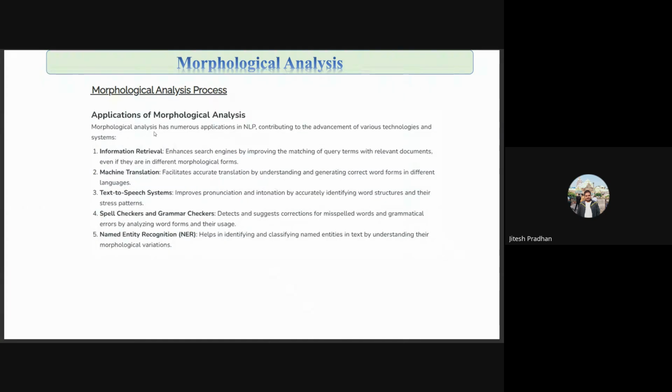Okay, now applications of morphological analysis. There are wide applications of morphological analysis. In information retrieval, it is very useful because we have to go to the root word. Then from the root word we can form so many words, and they will fall under the same category or same paradigm class. It is very useful in machine translation, and in text to speech systems. It is also useful in spell checkers and grammar checkers, and in named entity recognition. These are the applications where we go for morphological analysis.